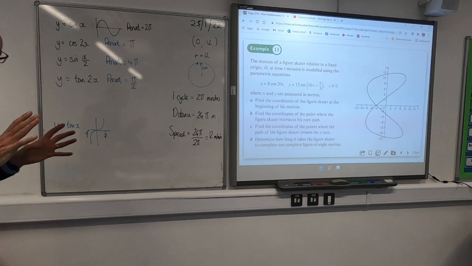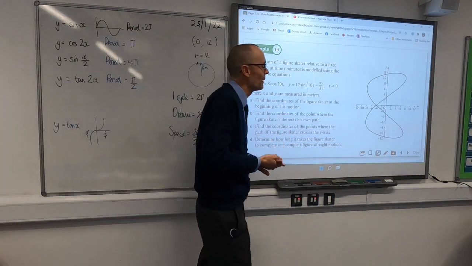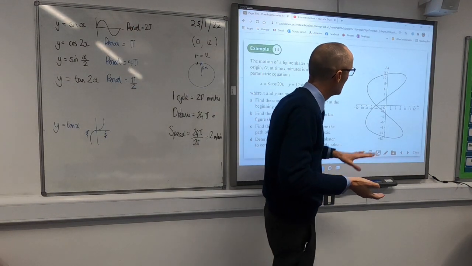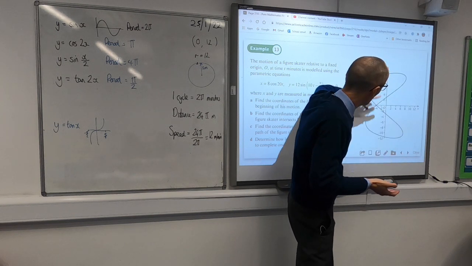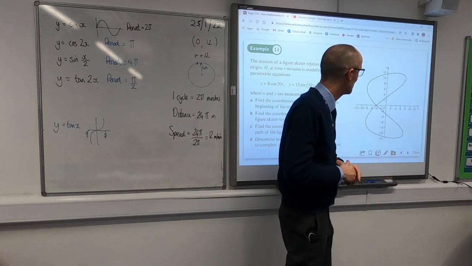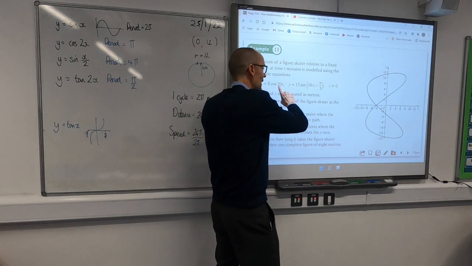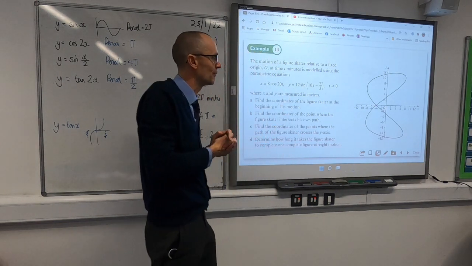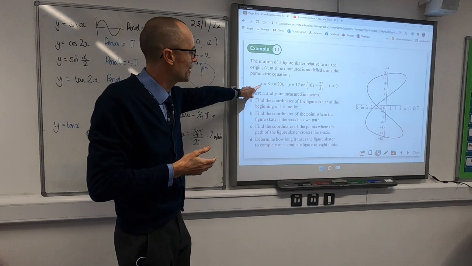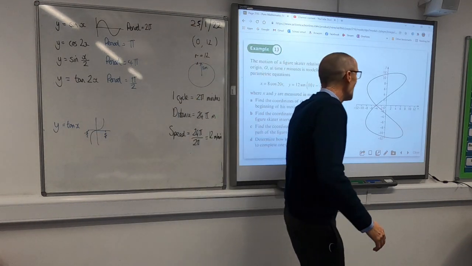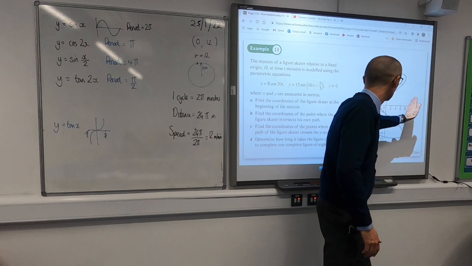So this function is a classic case of one where a parametric function works really well, because it's really, really complicated to describe that in a Cartesian form. It's still not straightforward, but it lends itself to parametric form. So this equation is telling us how the skater's x distance varies.